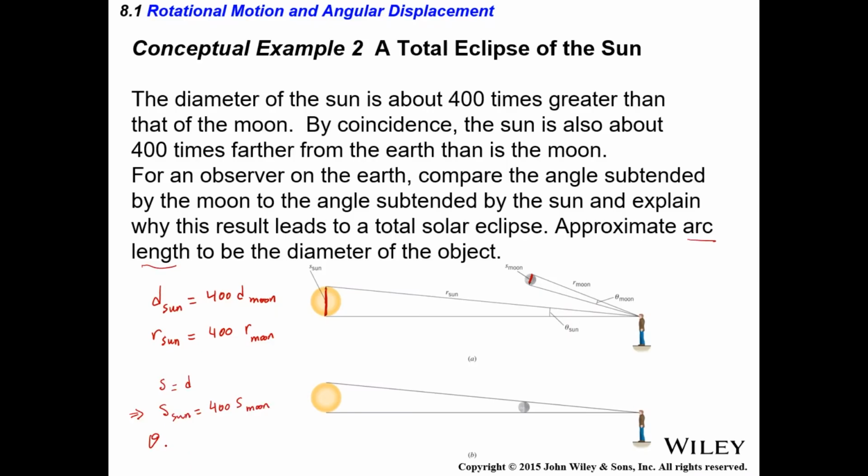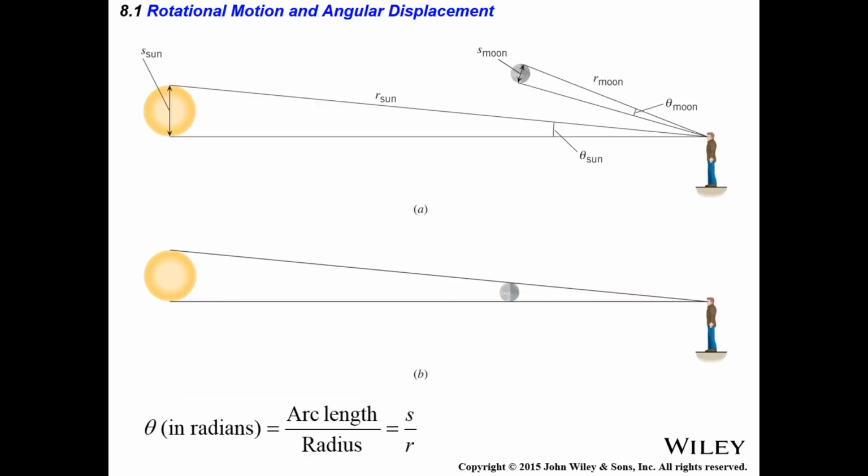Compare the angle theta moon versus theta sun. That's what we want: compare the angles subtended by each object. So we're obviously going to be using theta equals S over R, where S is the arc length and R is the radius. Here we approximated S to be the diameter itself. This works when you have very large radii, which are much larger than the arc length. So we're given to use this approximation. That's what we're going to be doing.